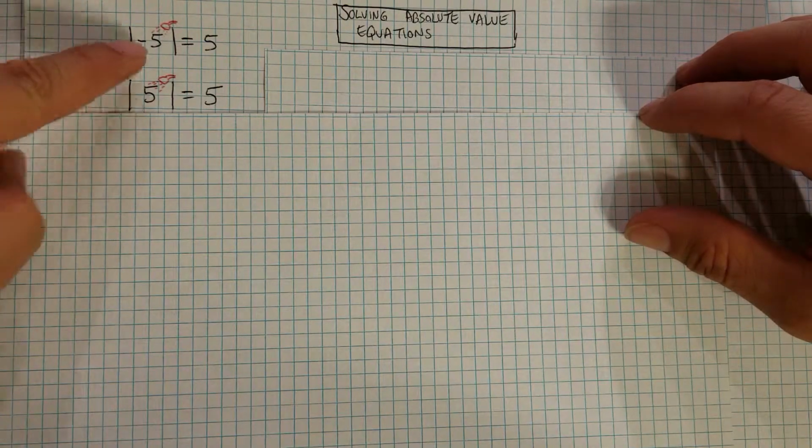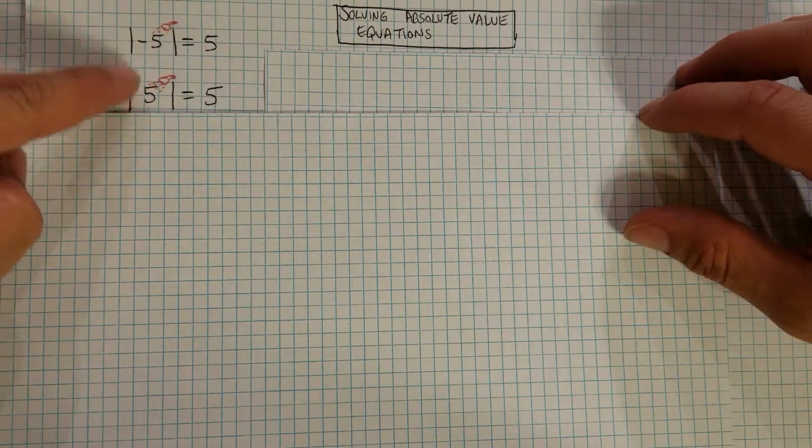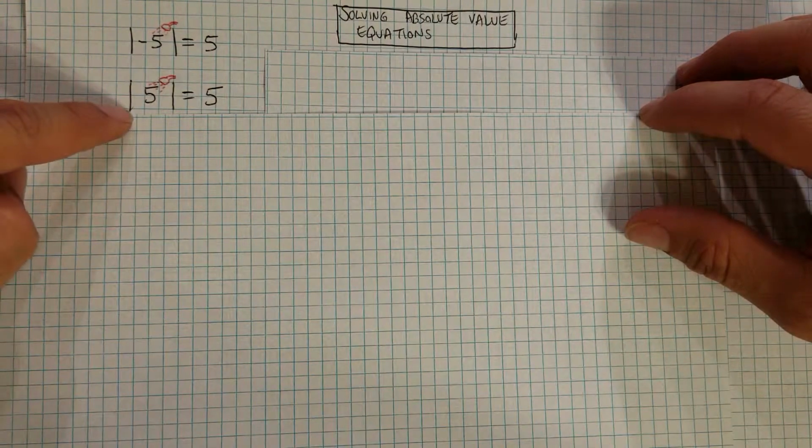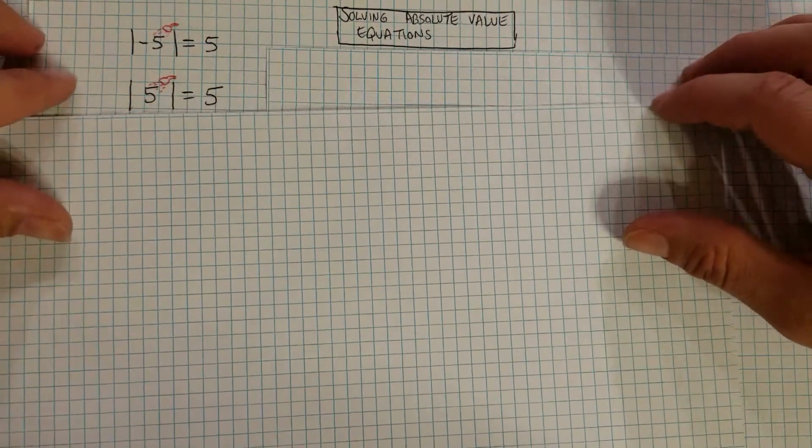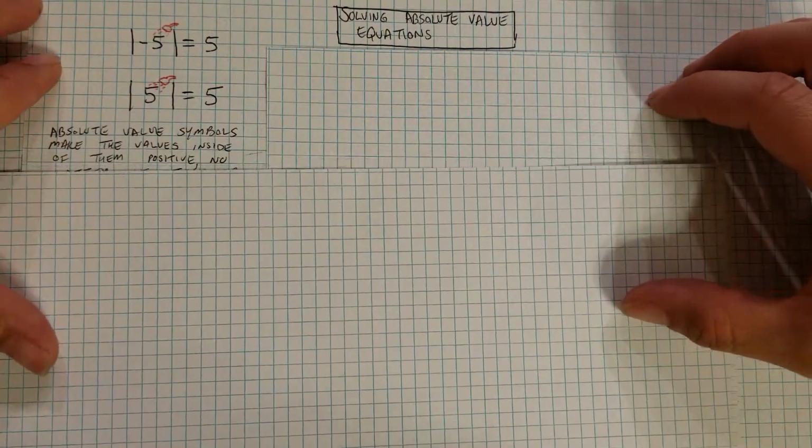That being said, there are two scenarios when you're dealing with absolute value, the negative version and the positive version. So you're always going to have two possible scenarios. So these are the steps.